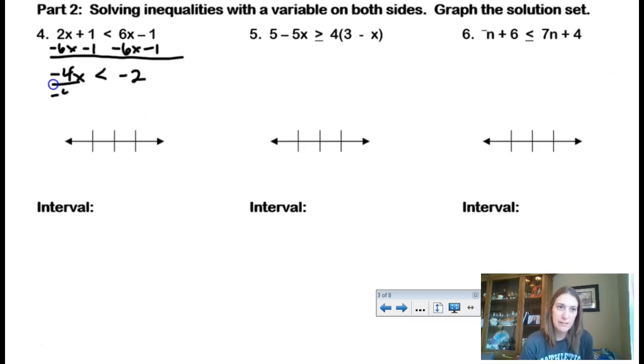And dividing by negative 4, remember that rule comes into play right here. Ends up being x is, got to flip the sign, now it's greater than 1/2. Negative 2, negative 4, positive 1/2. So, sure, y'all can count.